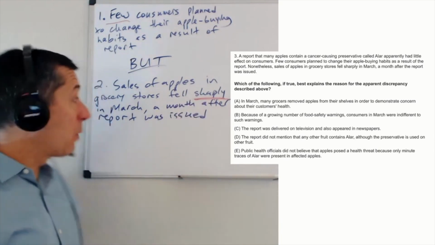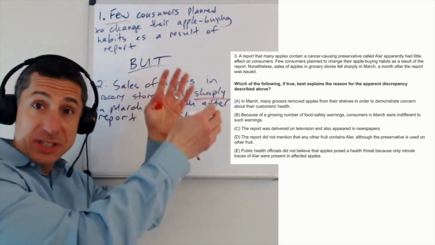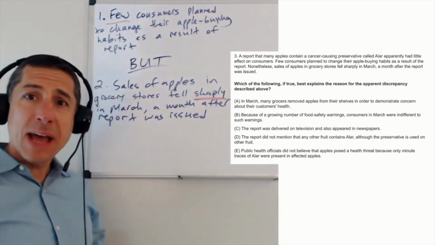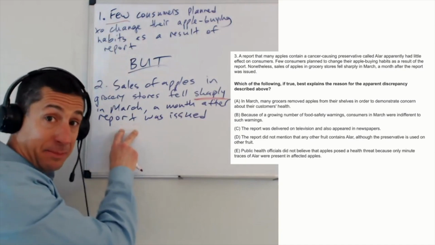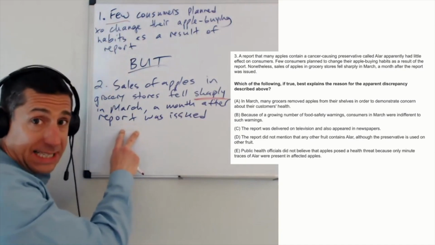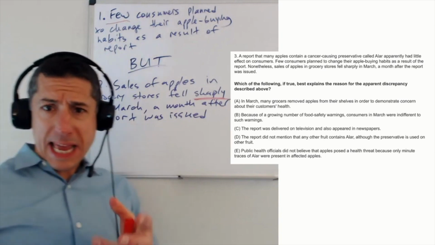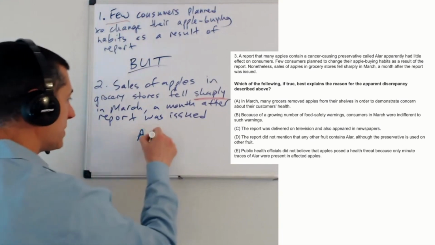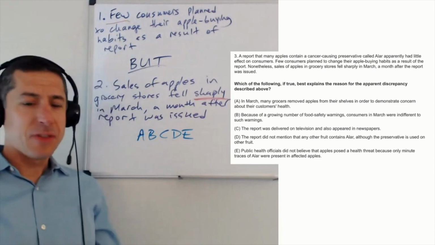Okay, with that, we're looking for something that helps explain this. So why is it that most consumers are saying, yeah, no big deal, don't care about the cancer, it's all good, I love apples, I'm going to eat them anyway, not going to change my habits. But then for some reason, they're not buying them. A month later, sales fall through the floor. Why is that? Okay, so A: in March, many grocers removed apples from their shelves in order to demonstrate concern about their customers' health. Very, very sweet of them.